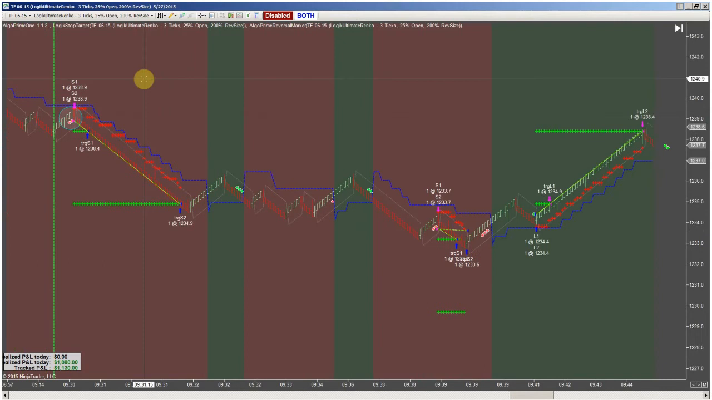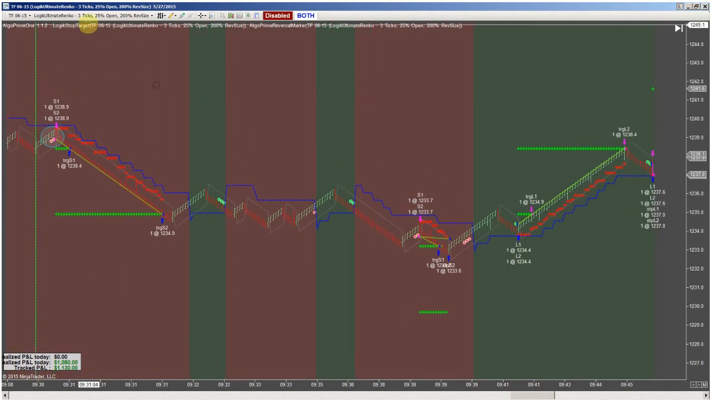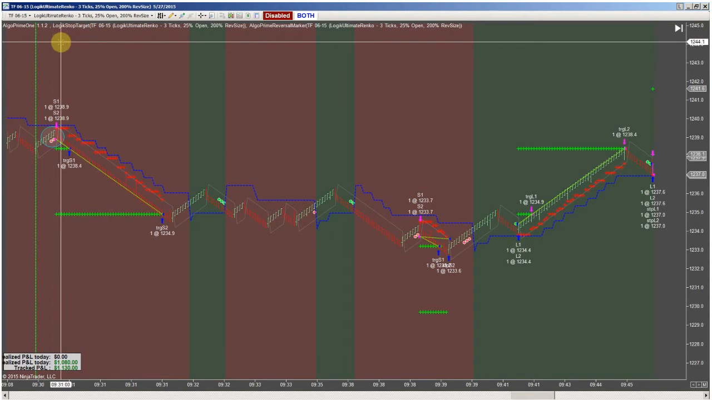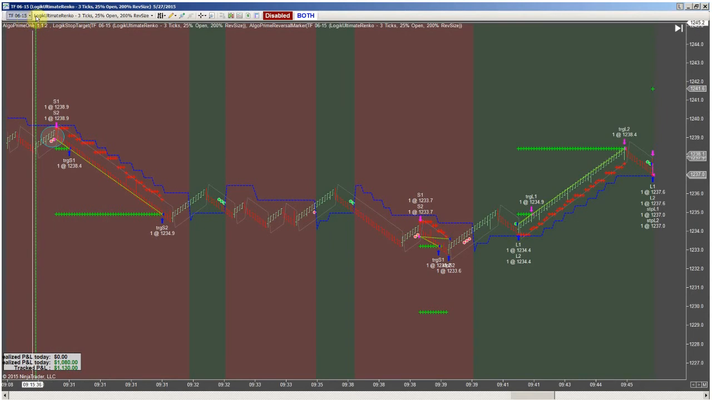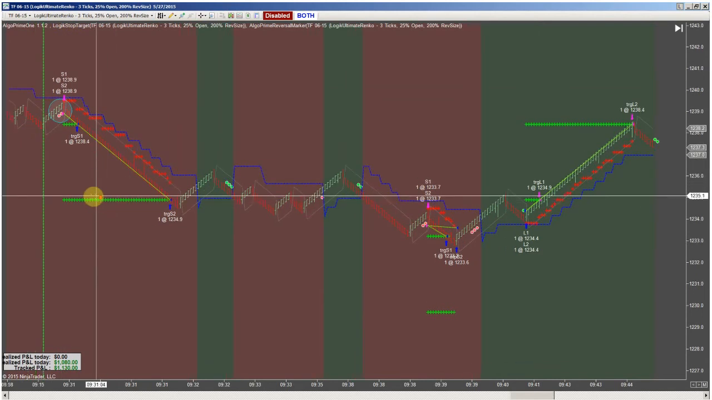And this is one that I've traded pretty much standard right along. This is my own setup and strategy that I use for the Russell 2000 E-mini futures, otherwise known as the TF. And I have a setting of 3 tick, 25% open, 200% reversal size. This is the Logik Ultimate Renko. ALGO Prime One uses the Logik Ultimate Renko for trading.